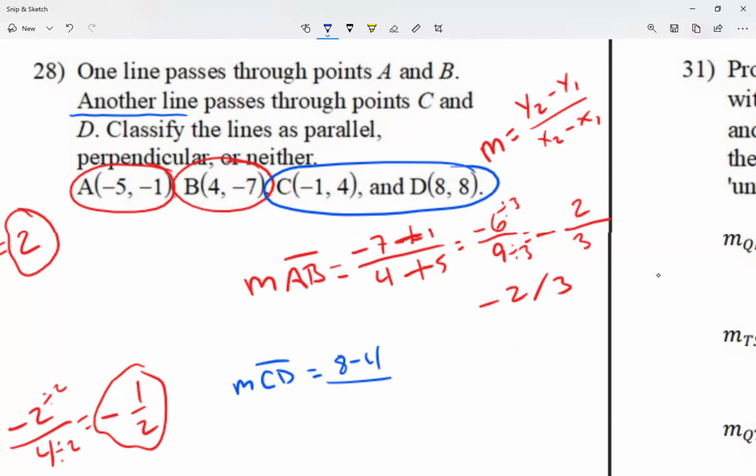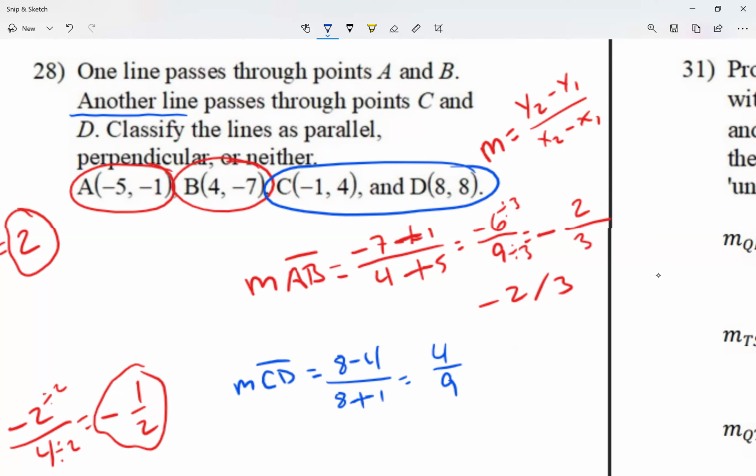At the bottom, the second x, so the x of the second point minus the x of the first point. So 8 minus a -1. On the top, 8 minus 4 is 4. At the bottom, these two negative signs become a plus sign. 8 plus 1 is 9.